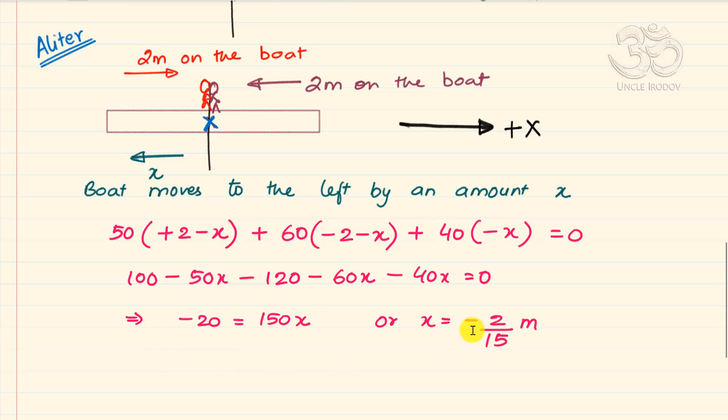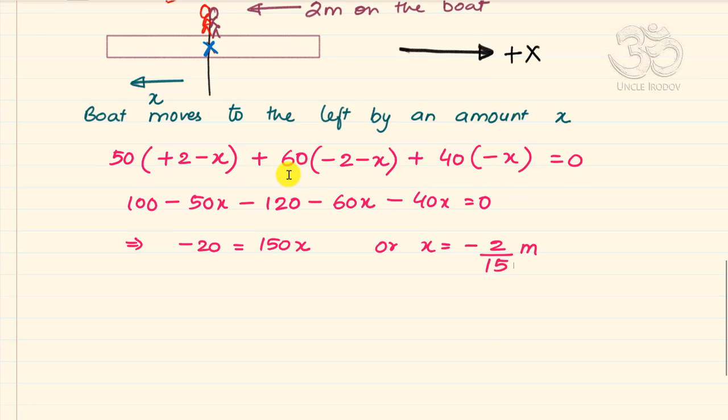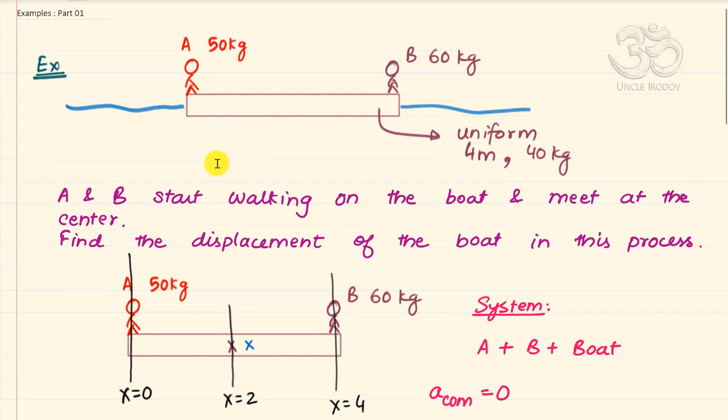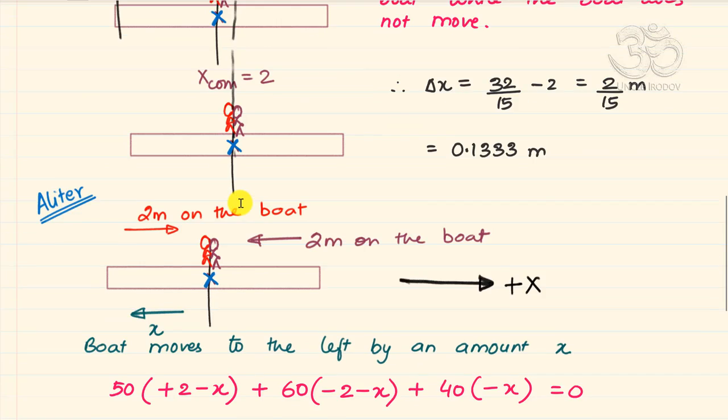So what does the minus signify? The minus shows you that you have assumed the wrong direction for the boat's displacement. The boat does not get displaced towards the leftward direction, it gets displaced in the rightward direction. So these are two different ways in which you could have attacked this particular problem.